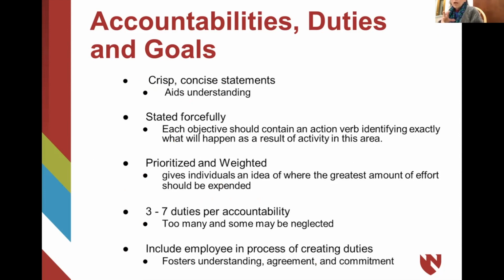So when you have those accountability duties and goals, you need to be clear, with a concise statement that aids understanding. State forcefully. Each objective should contain an action verb identifying exactly what will happen, like completes, manages, coordinates, analyzes, files. It is always good to have that action verb, even when you communicate with the employee, so that they understand that that's certainly what they're doing and what they're accountable for.